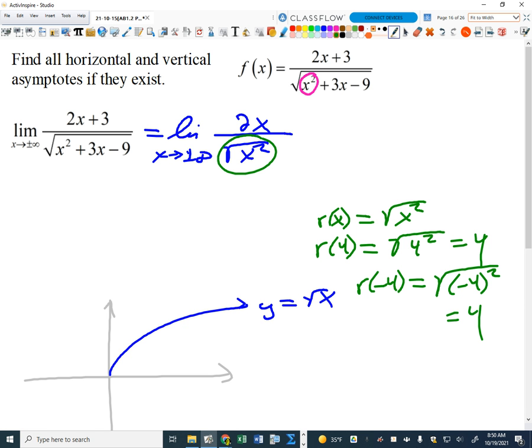So what function do we know? If I input a 4, I output a 4. If I input a negative 4, I output a positive 4. Absolute value. Yeah, that's really the definition of absolute value, right? So what we end up getting here then is the limit of 2 times x divided by the absolute value of x as x approaches plus or minus infinity.